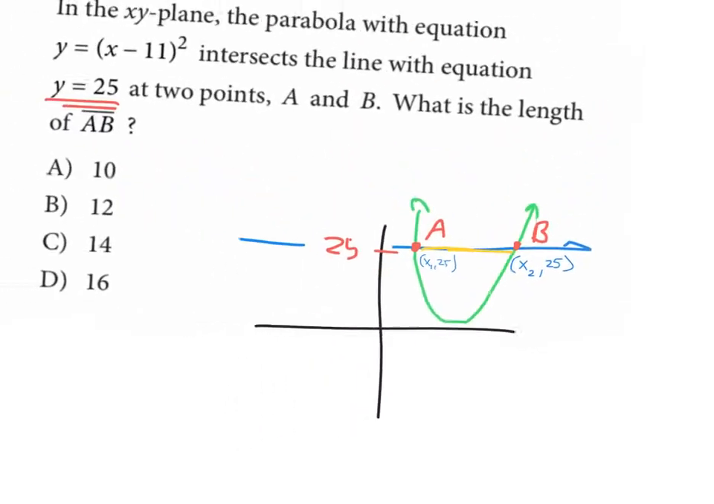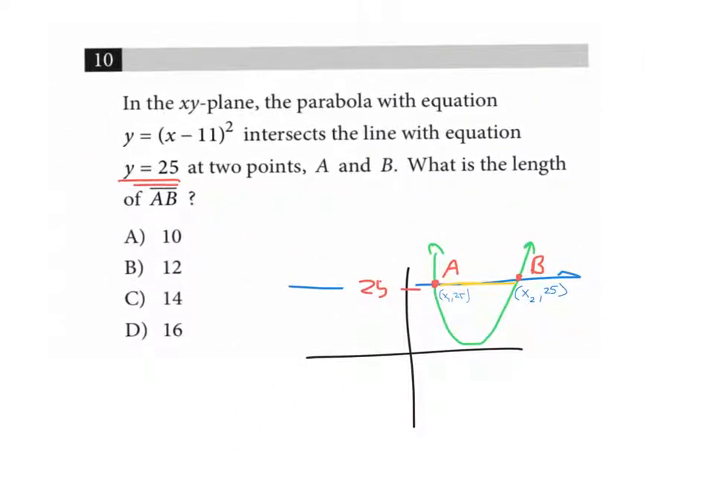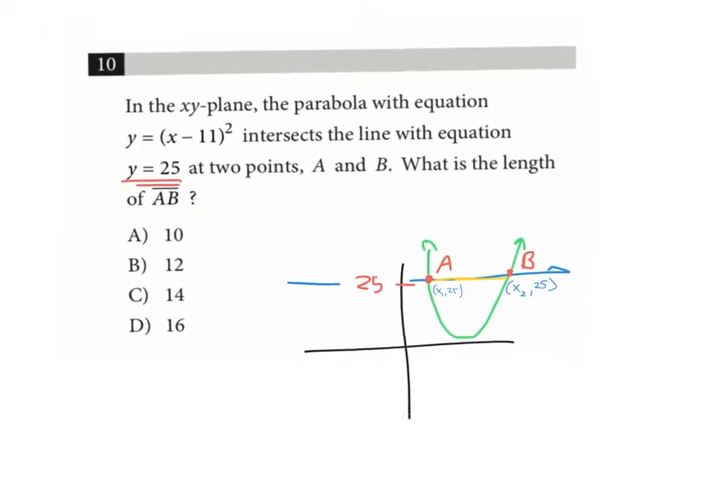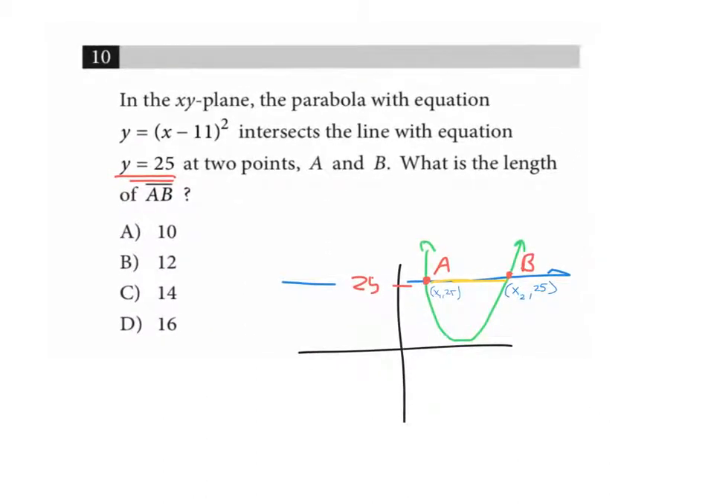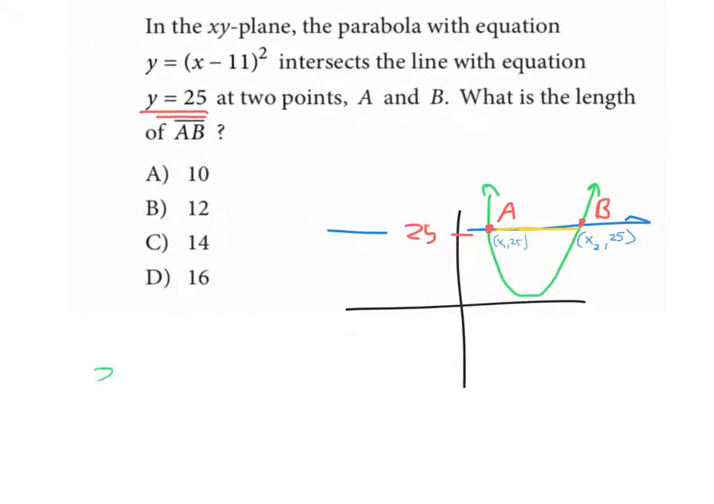So why is that helpful? Well, that's helpful because it means that if I want to find the x-coordinates, all I have to do is pick this equation right here where there is an x in the first place, set y equal to 25, and then solve for x. So we're going to do that right now. So we have 25 equals x minus 11 squared.